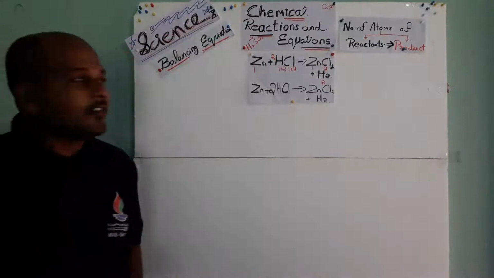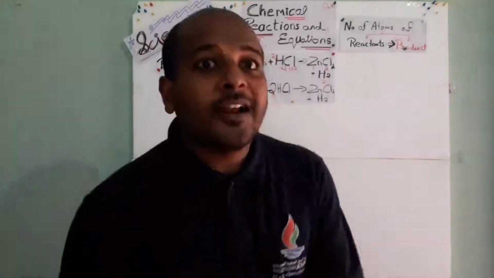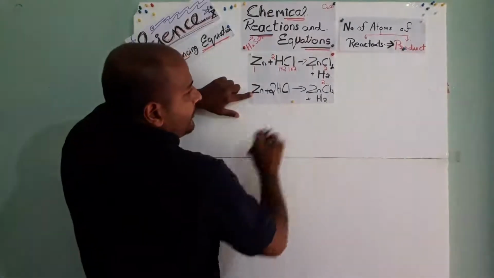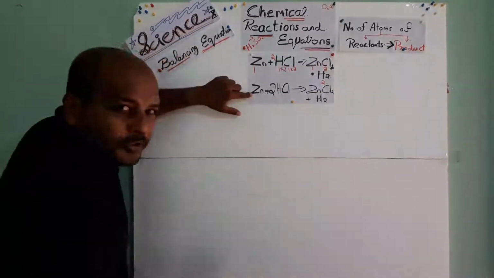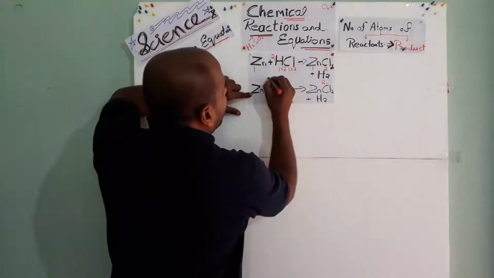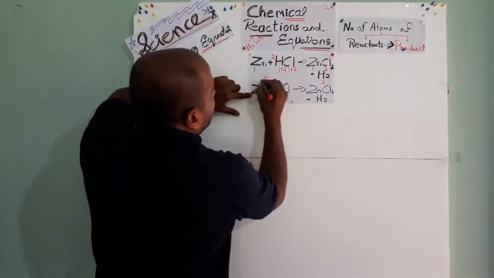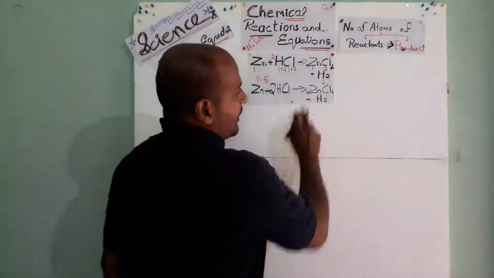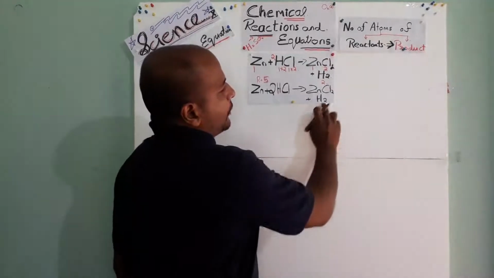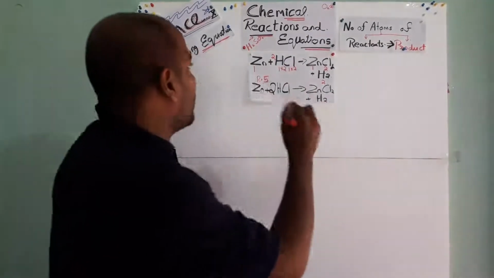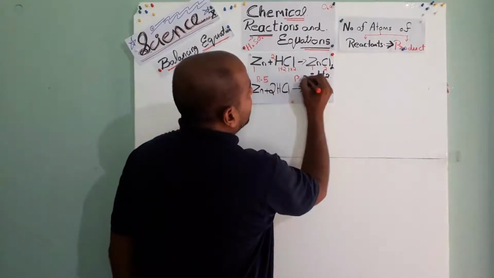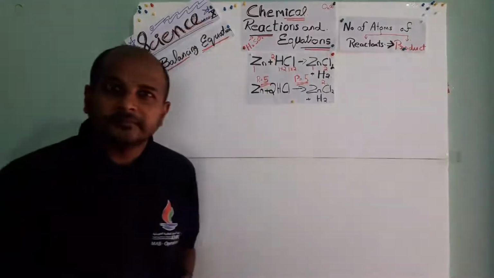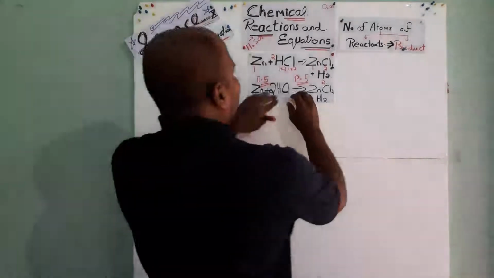Is it balanced? We can count how many atoms are there on the left side. Here zinc 1, hydrogen 2, chlorine 2. That means 1 plus 2 plus 2 gives a total of 5. So the reactant side has 5 atoms. Let me count the other side. Zinc 1, chlorine 2, hydrogen 2. 2 plus 2, 4 plus 1, 5. Product side is 5. Is it balanced? Is it easy? So it is easy.